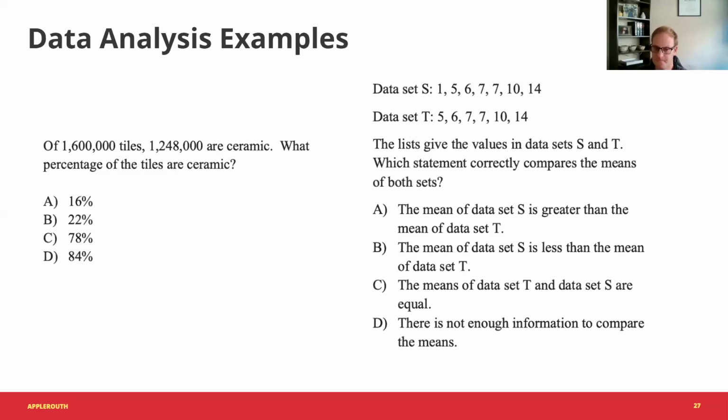A couple examples. You see a percentage question. Desmos is really great for that. And then you see a mean question, which is actually a nice question because Desmos is also good for that. Plus, you should be able to just look at data set S and T and see that data set T has a bigger mean, right? It has the same numbers without the one. So these, I think, are pretty straightforward examples, but representative of what you will see on test day.